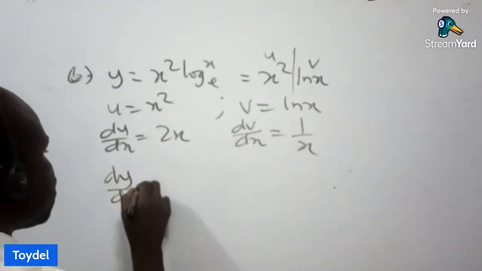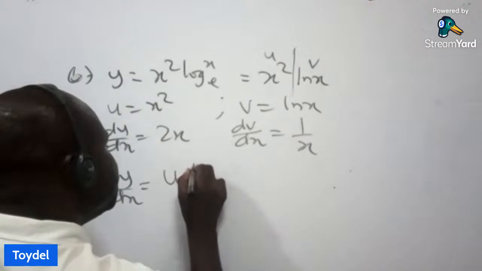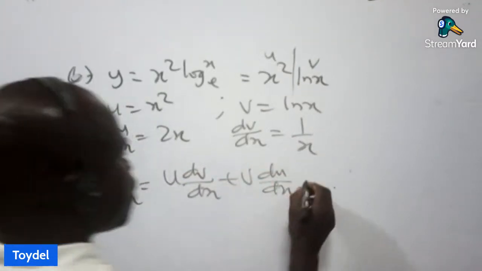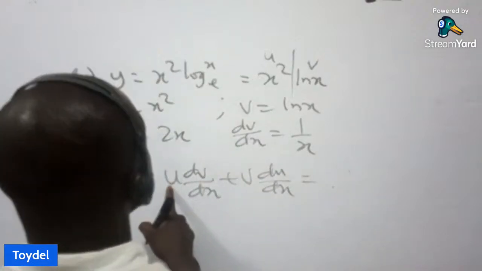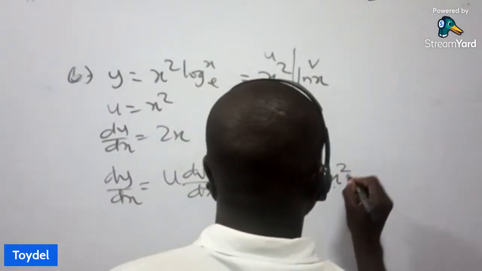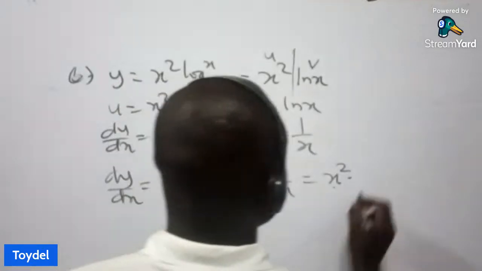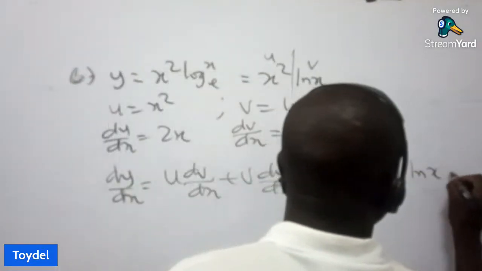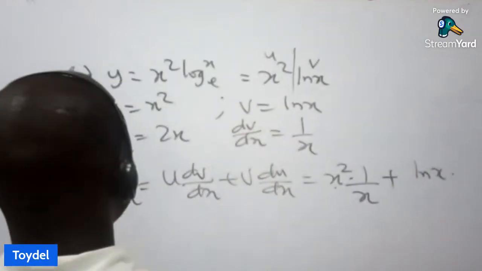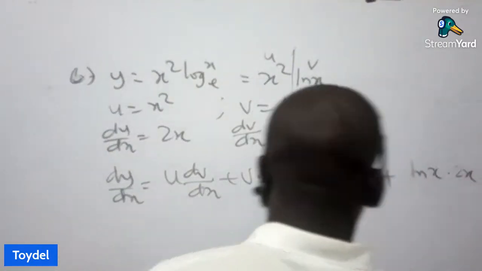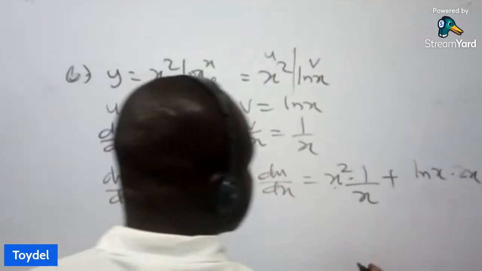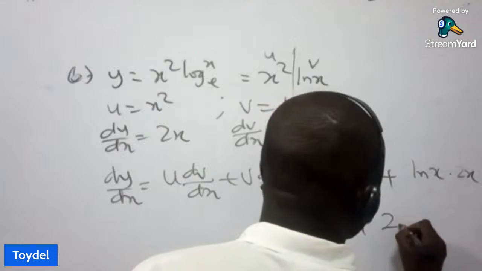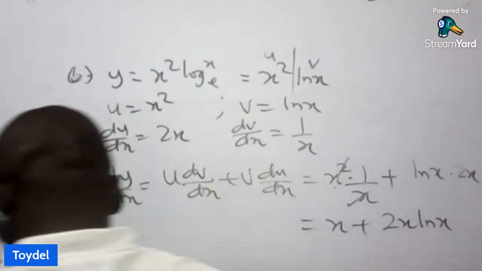Therefore, dy/dx under the product rule will be u dv/dx plus v du/dx. Substituting, u is x squared multiplied by dv/dx, which is 1 over x, plus v, which is ln x, multiplied by du/dx, which is 2x. If we do that correctly, x can take care of x, and at the end of the day we are going to have x plus 2x ln x.